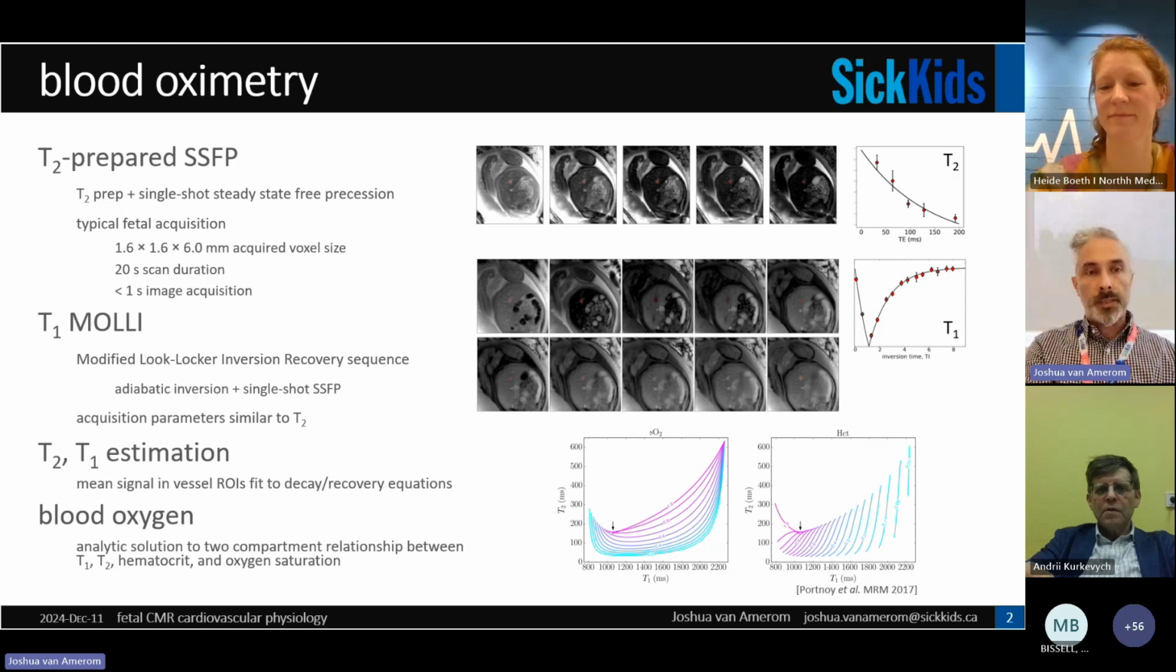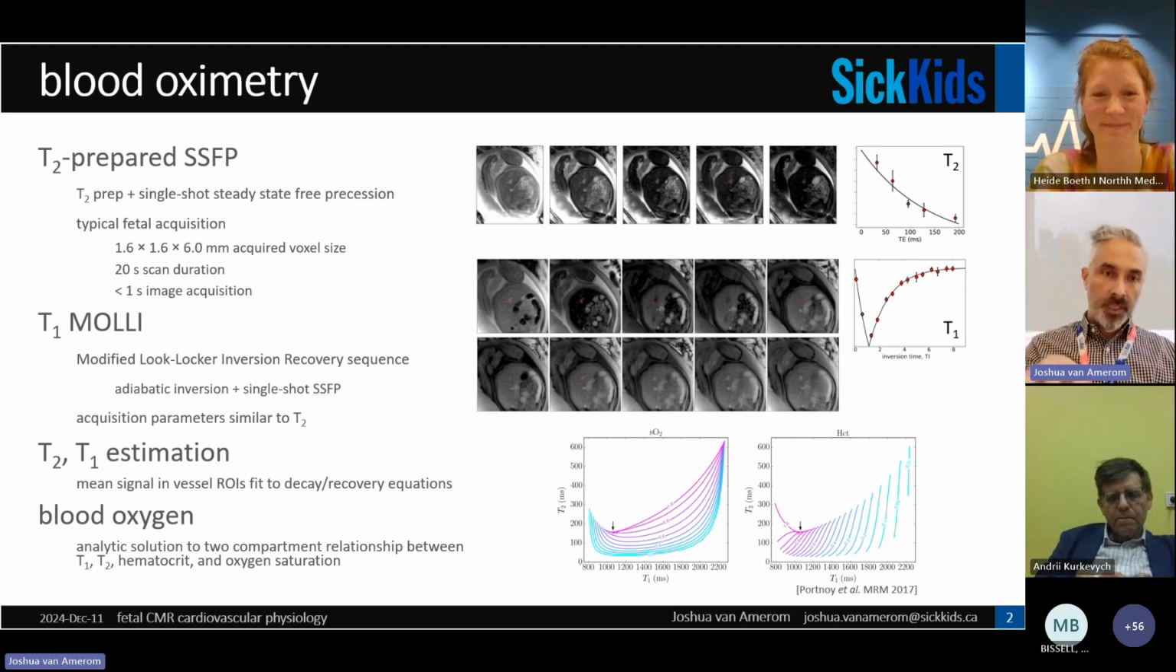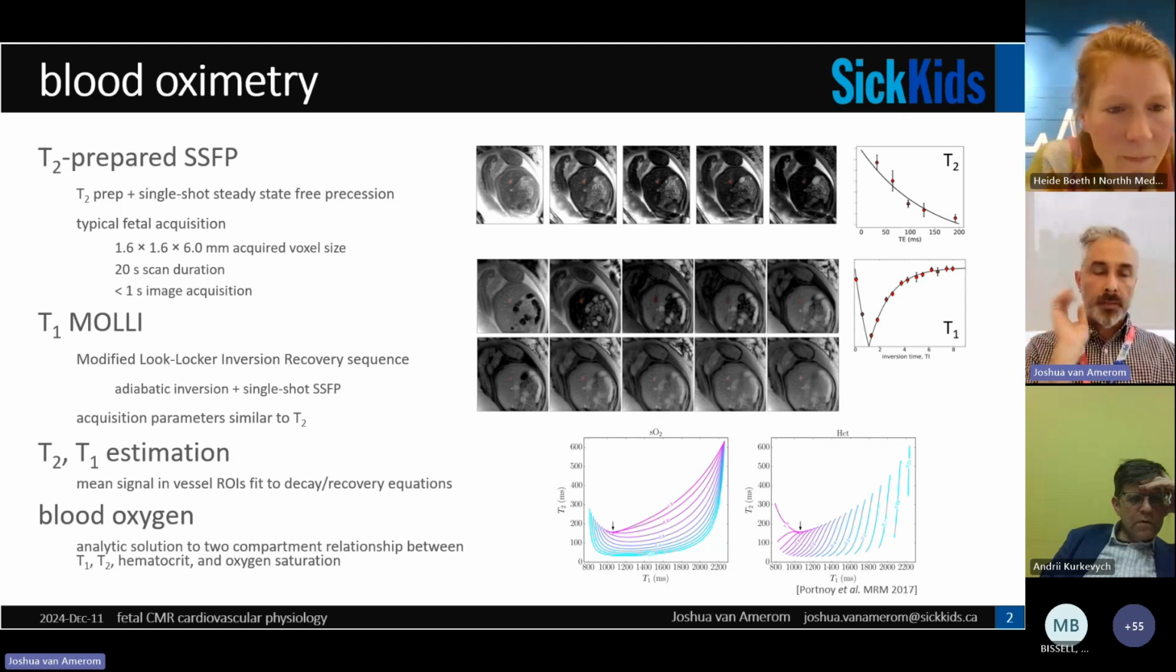In terms of measuring the blood oxygen saturation, it uses a combination of magnetization prepared steady state free precession sequences, both a T2 prepared and a T1 prepared. These essentially have a magnetization preparation in front of a single shot steady state free precession readout. Slightly larger voxels, still approximately 13 to 20 second scan durations, but individual images themselves are acquired within less than 1 second. And that's important for motion robustness.